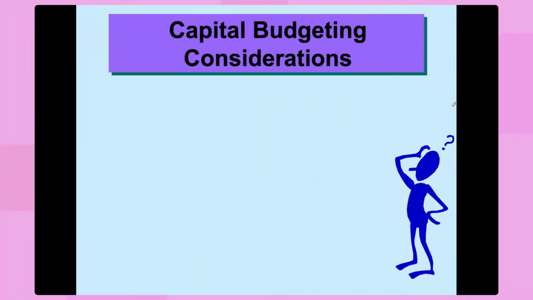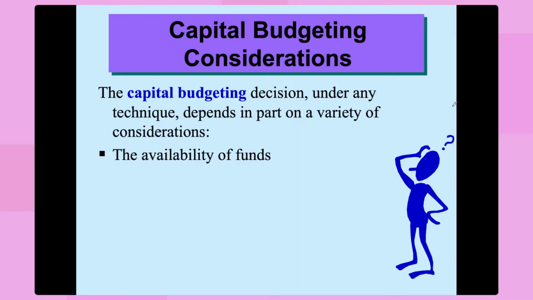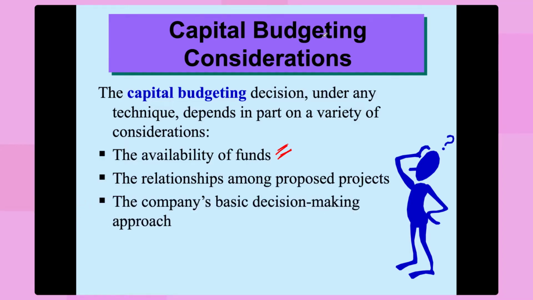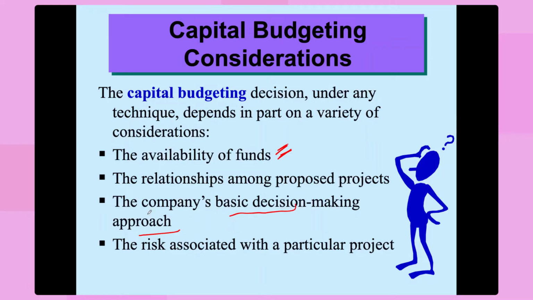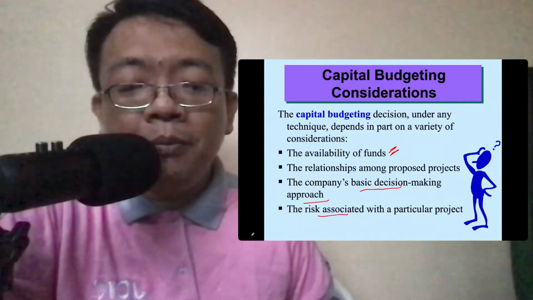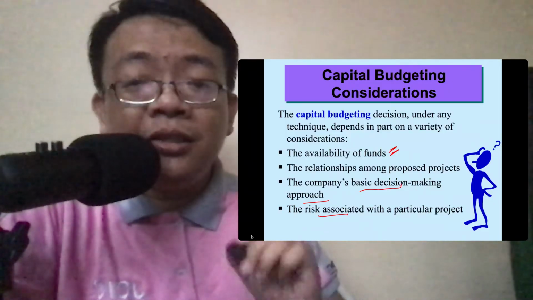Okay? Alright. So, what are the considerations in terms of capital budgeting? As discussed a while ago, very important is the availability of funds. Without funding, capital budgeting is impossible. Number two, relationships among the proposed projects. And the company's basic decision approach. And the most important of all, take note of this one, is the risk associated with a particular project. Very important is to consider risk.